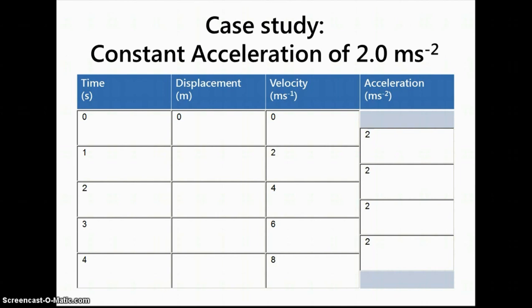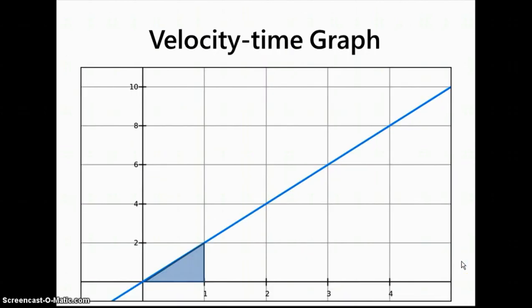In order for us to find out the displacement of the object, we will need to look at the velocity time graph. This is what the velocity time graph of the object will look like.